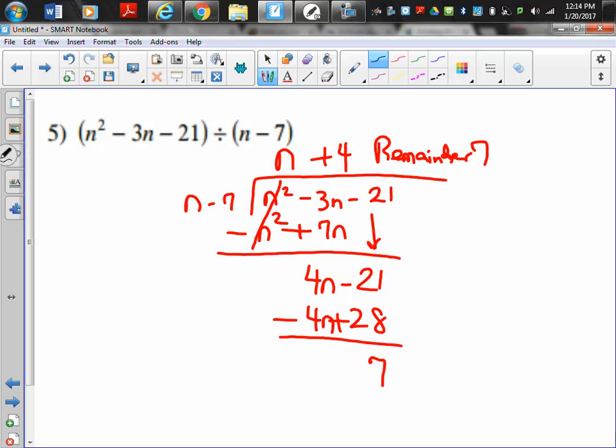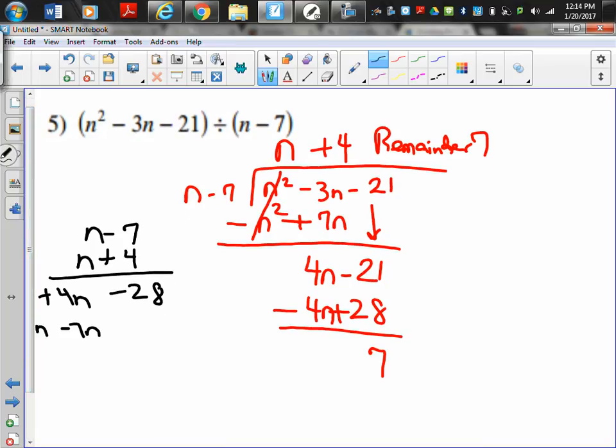N minus 7 times n plus 4. 4 times negative 7 is negative 28. 4 times n is positive 4n. N times negative 7, negative 7n. N times n is n squared. So we have n squared minus 3n minus 28.